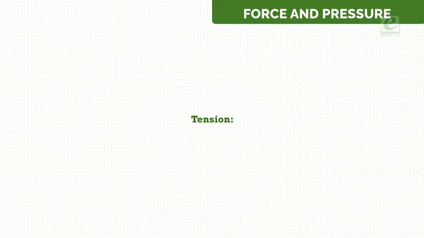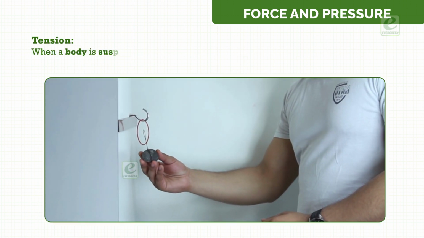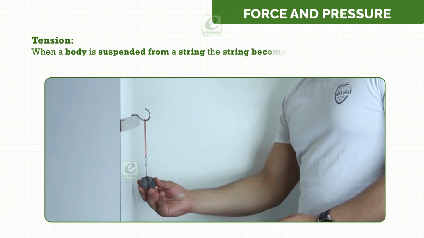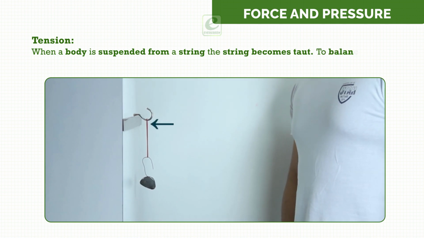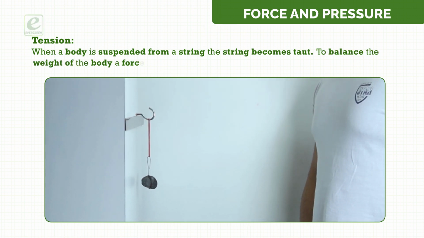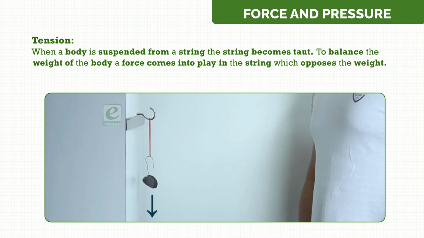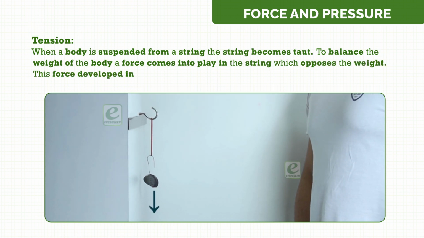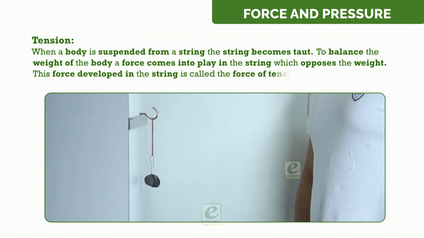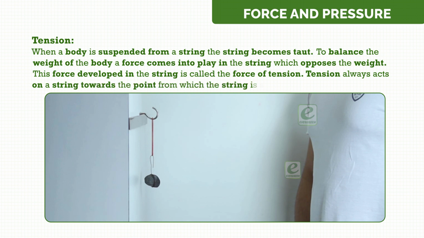Tension. When a body is suspended from a string, the string becomes taut. To balance the weight of the body, a force comes into play in the string which opposes the weight. This force developed in the string is called the force of tension. Tension always acts on a string towards the point from which the string is suspended.